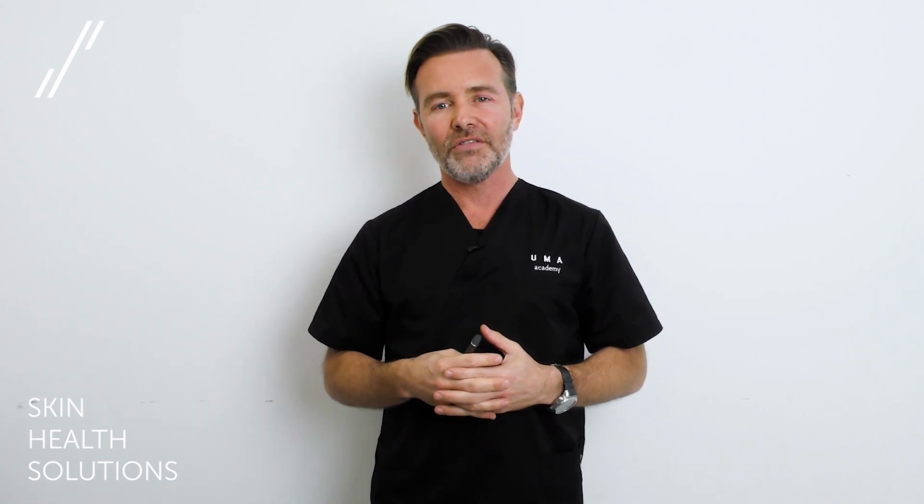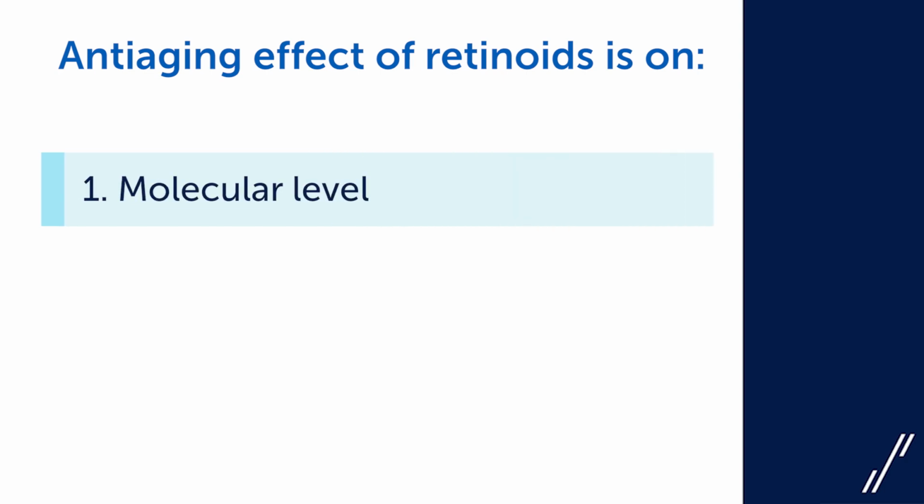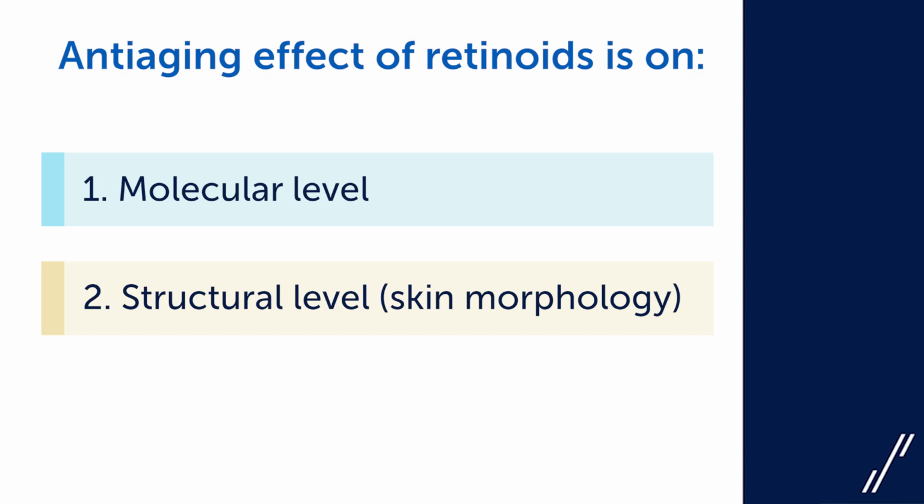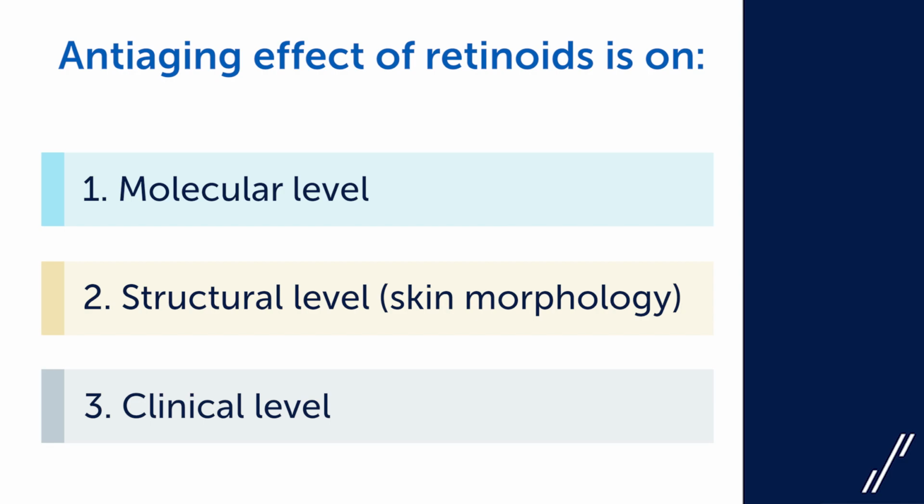The anti-aging effect of retinoids relates to changes, first, on a molecular level: increase of collagen synthesis, dermal and epidermal proliferation, and inhibition of tyrosinase. Second, the structural level, the skin morphology restructuring, which means thickening of the dermis and the epidermis. There's an increase in collagen deposition, a normalization of elastin organization, a decrease in the melanin content, and neoangiogenesis, formation of new blood vessels. And third, finally, clinical effects, which we see in improvement in wrinkling, sagging, skin texture, and discoloration.